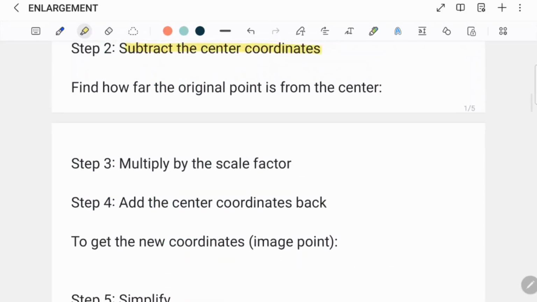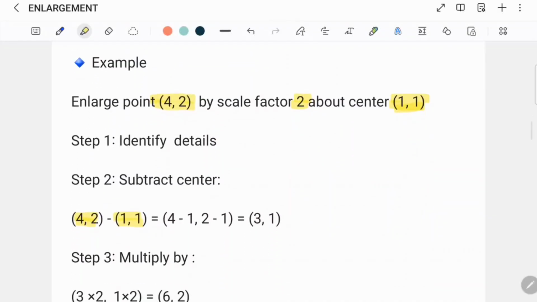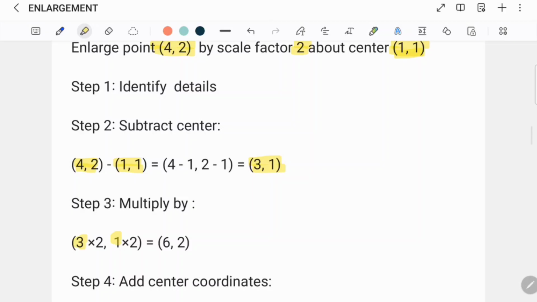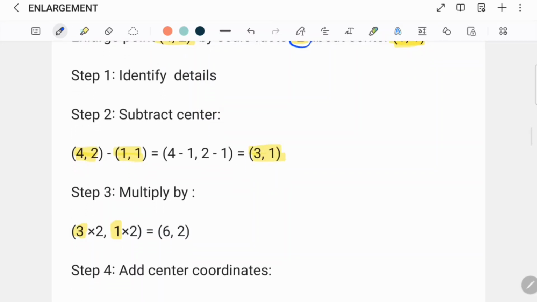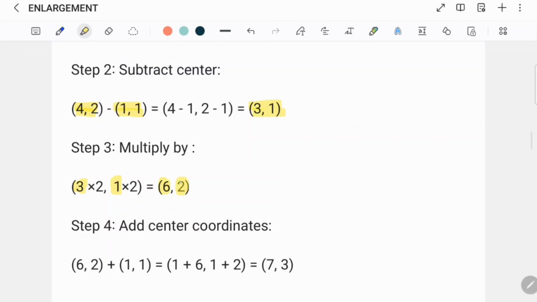Step 3 was multiply by the scale factor, whatever answer you are getting. The answer you are getting is (3, 1) after subtraction. Multiply this 3 and 1 by 2, 2. Why 2? Because your scale factor is 2. That's why you're multiplying. First, you subtract the center, get some answer. Then multiply with the scale factor. Okay. Then when you multiply, you are getting 3 times 2 is 6 and 1 times 2 is 2.